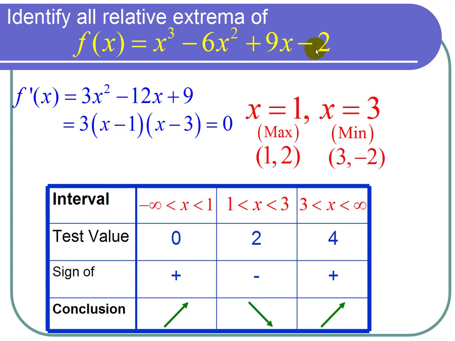So I can conclude that there is a relative maximum at the point (1, 2), and a relative minimum at the point (3, negative 2). And I'm done with the problem.